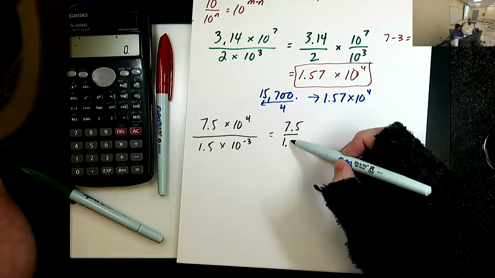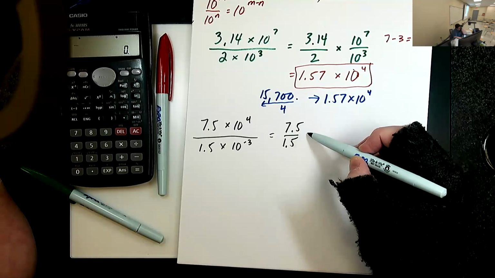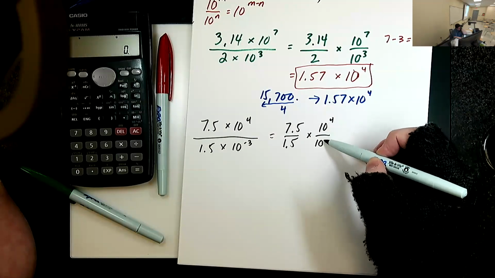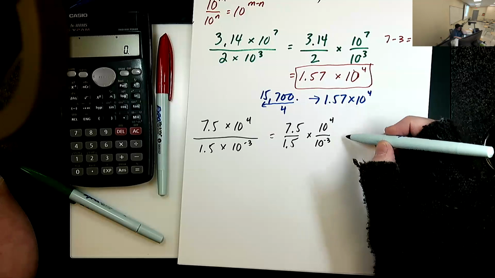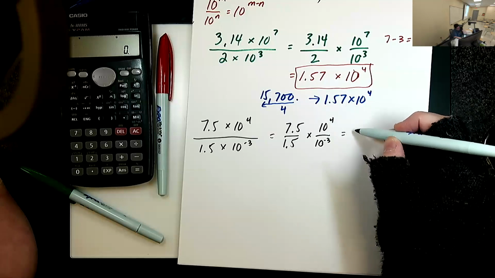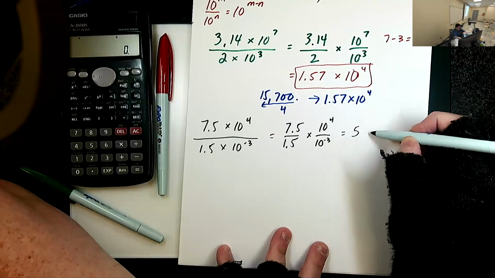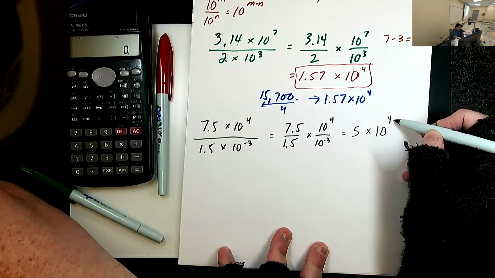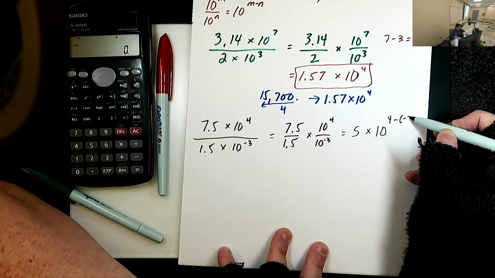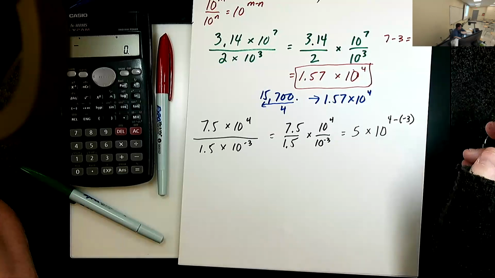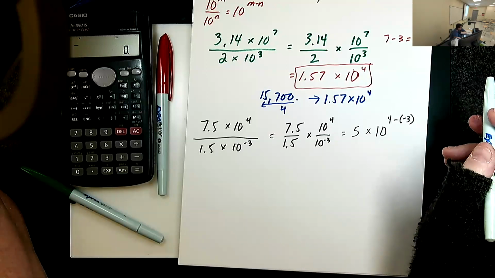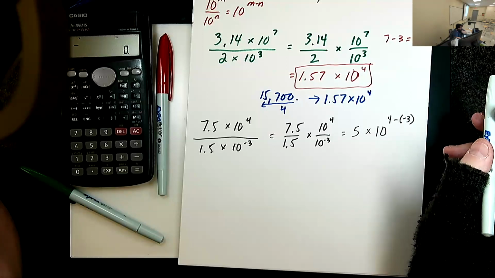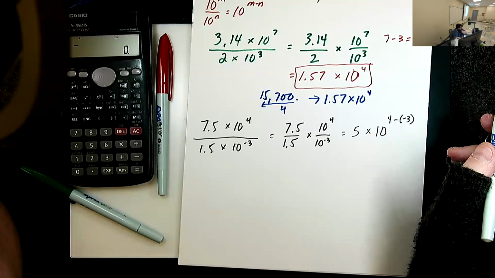This is 7.5 over 1.5 times 10 to the 4th power over 10 to the negative 3 power. And so when we do it, 7.5 divided by 1.5 is 5. And this should be times 10 to the 4 minus negative 3. And we haven't really talked about minus and negative in this class. What do you do when you have minus and negative?